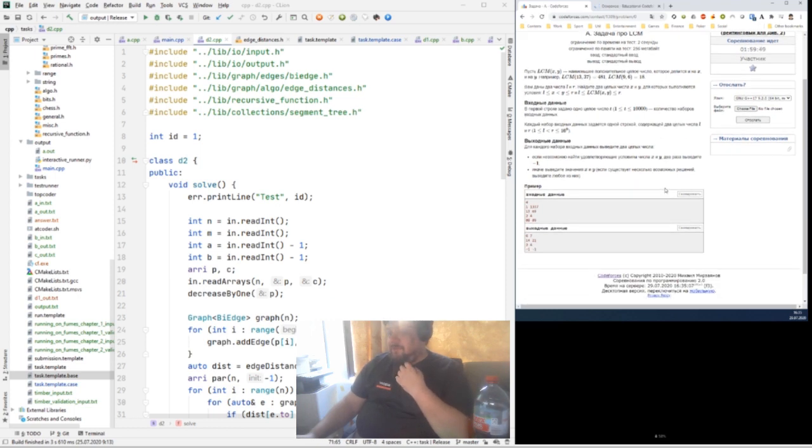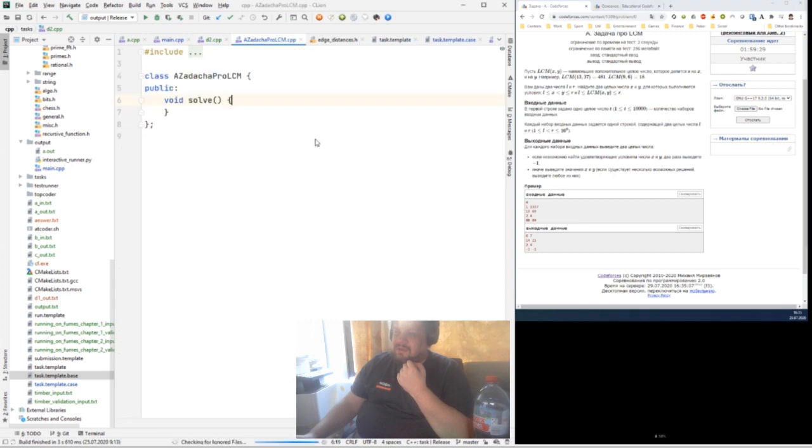So, the first problem, problem A. Here we have a segment from L to R, and we need to answer if there are two numbers within this segment so that the least common multiple is also within the segment. And if there are such numbers, we also need to output two such numbers.